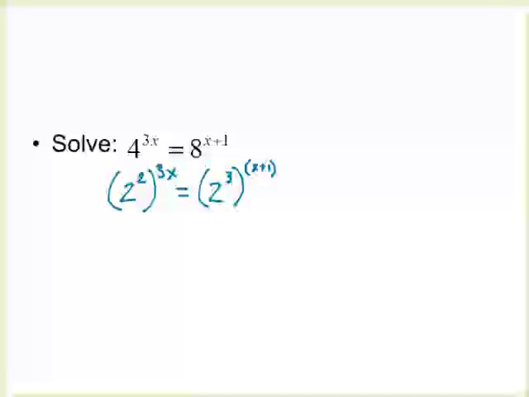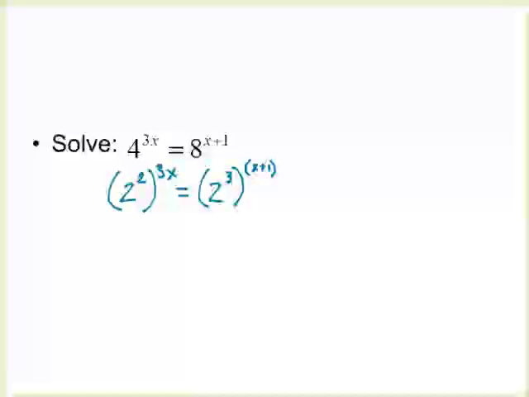Then if the bases are the same, the exponents should be the same, because 2 to the 5th is 2 to the 5th. It's not 2 to the 3rd. So if the bases are the same, then the exponents should be the same. So for our next step, we can now ignore the bases, since we got those to match, and just concentrate on getting the exponents to match.